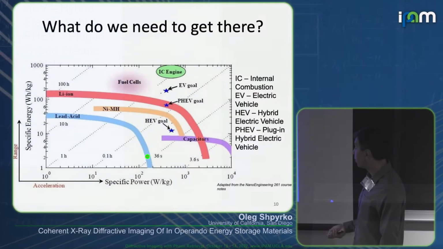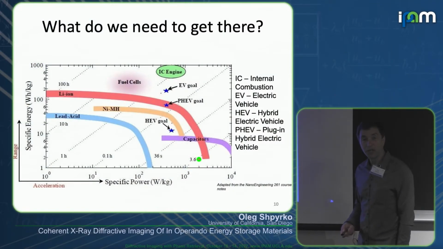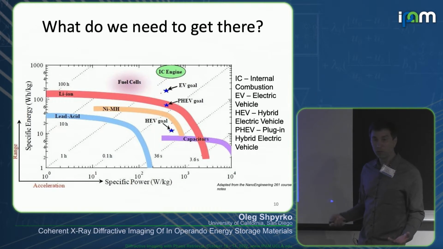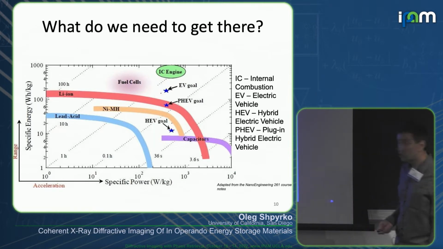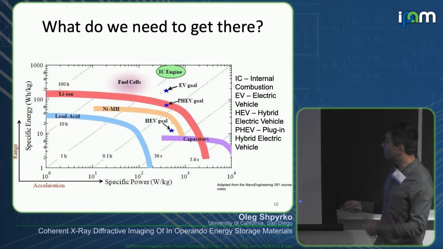And then, of course, there is specific power, which is watts per kilogram. And this is important for power tools. And again, for the car, you want to accelerate fast. So the power to weight ratio is also very important. And there are many axes that are not even shown here.